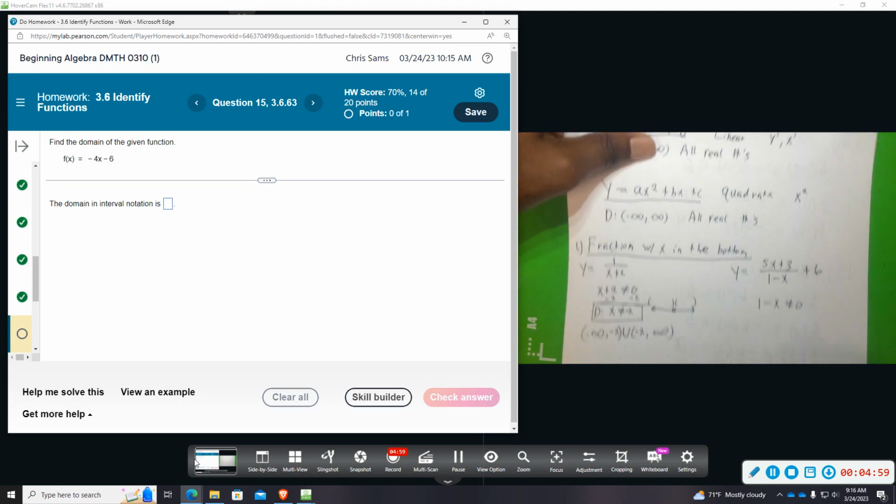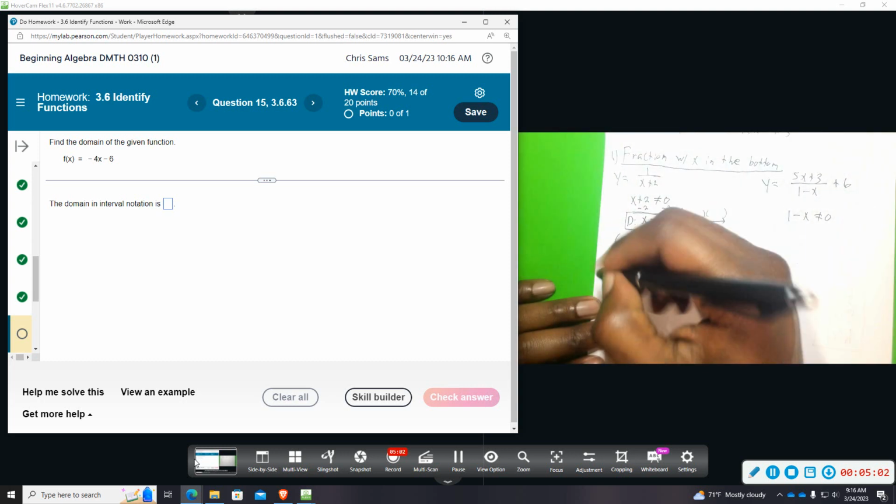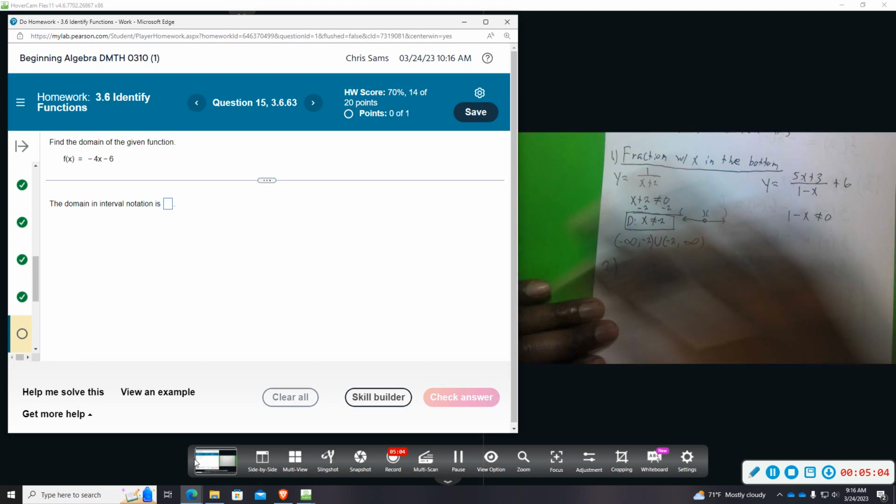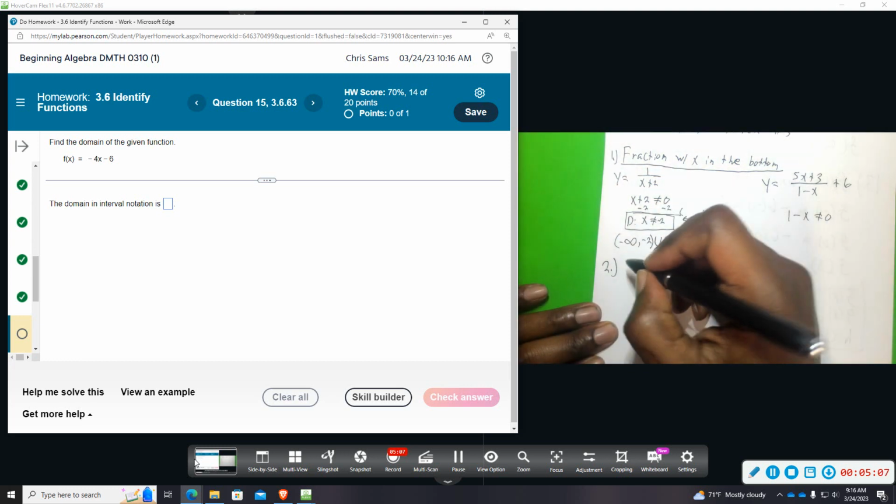or I'm going to give you the second one that you might see. Second issue, there's another one, but it's beyond the scope of this course. But the second issue you might see is a square root.